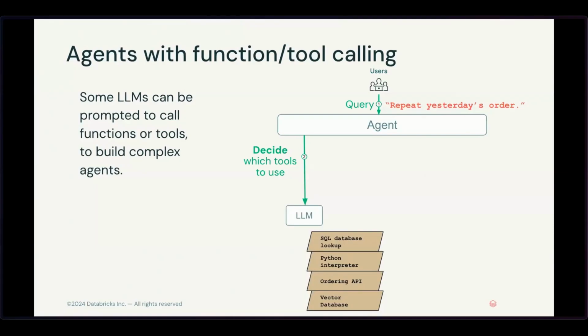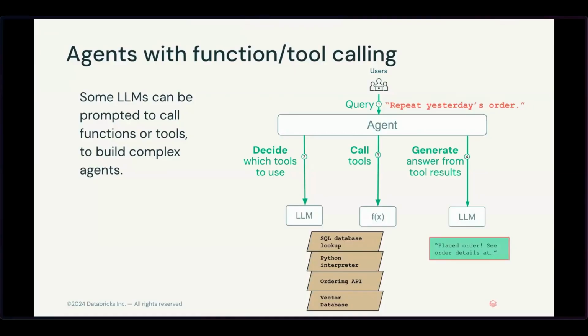Another important thing to call out here is that the logic isn't always linear. An agent might iteratively call different tools in a preset or dynamic workflow. So it looks at the menu of tools, chooses the ones to call, and then generates an answer from the results. Here, this agent looked up what yesterday's order was, placed the same one, and then provided the text response: order placed, here's where you can go see the details.